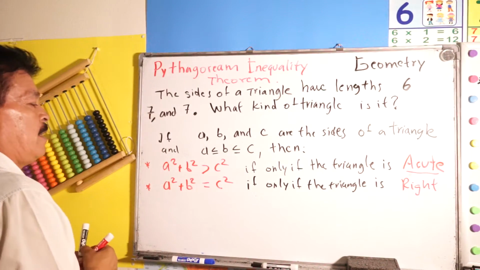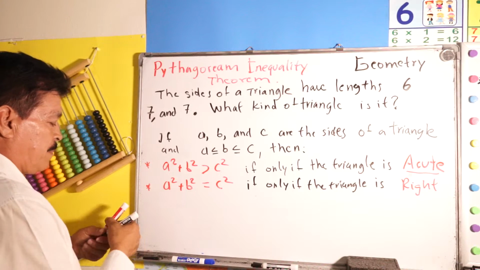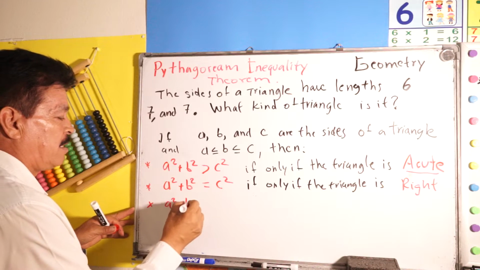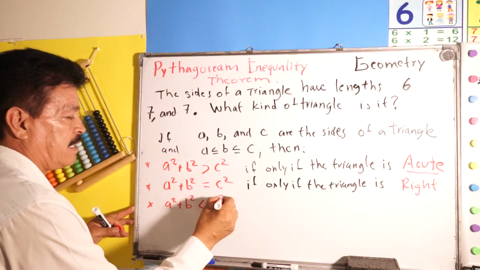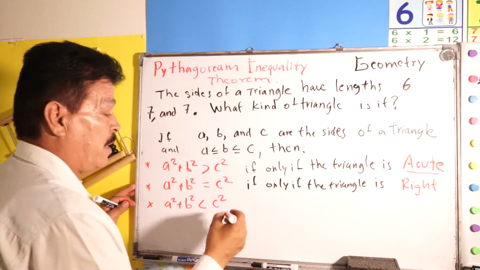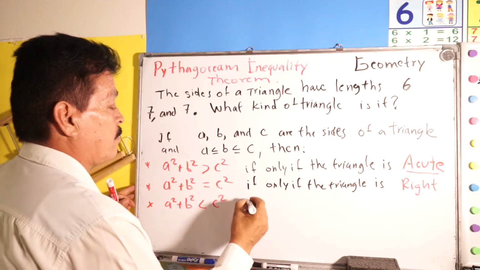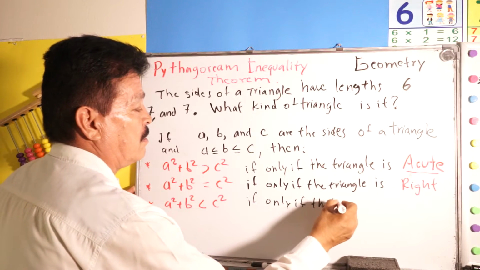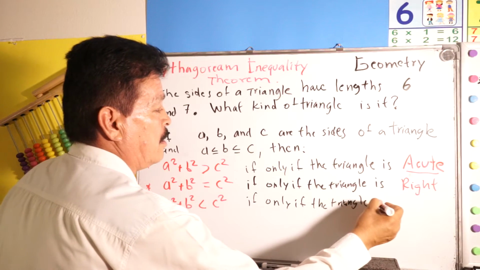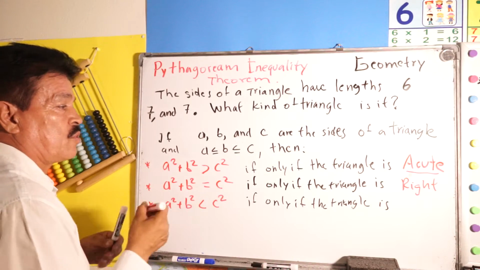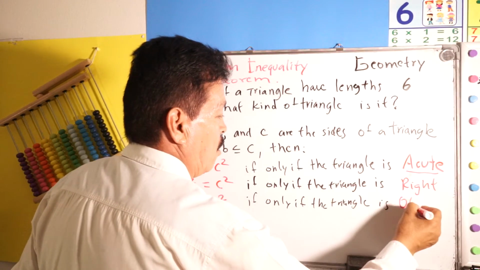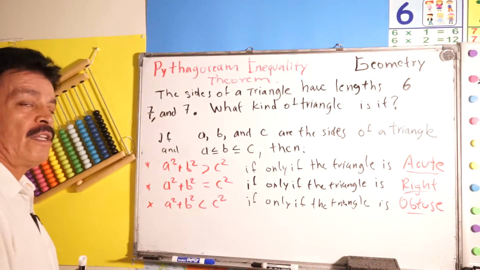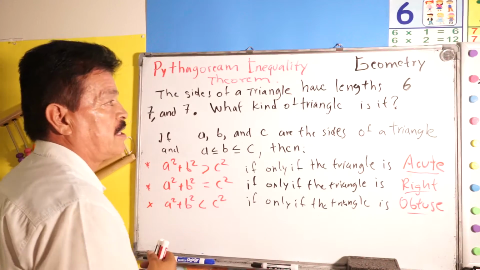The third one: when you have A squared plus B squared less than C squared, if and only if, the triangle is obtuse. So acute, right, and obtuse. This is the main point.